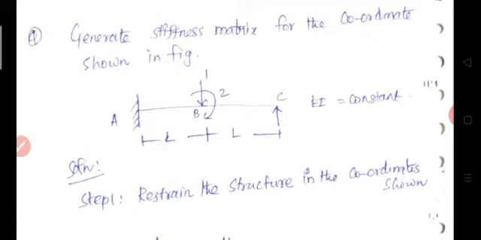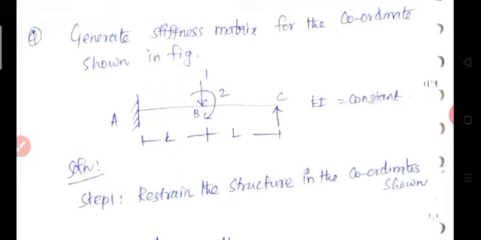So, this propped cantilever is provided with two coordinate directions at the middle of the beam at joint B. The first coordinate direction is a transverse displacement along y direction. Then the second one is a rotation, clockwise rotation at joint B.